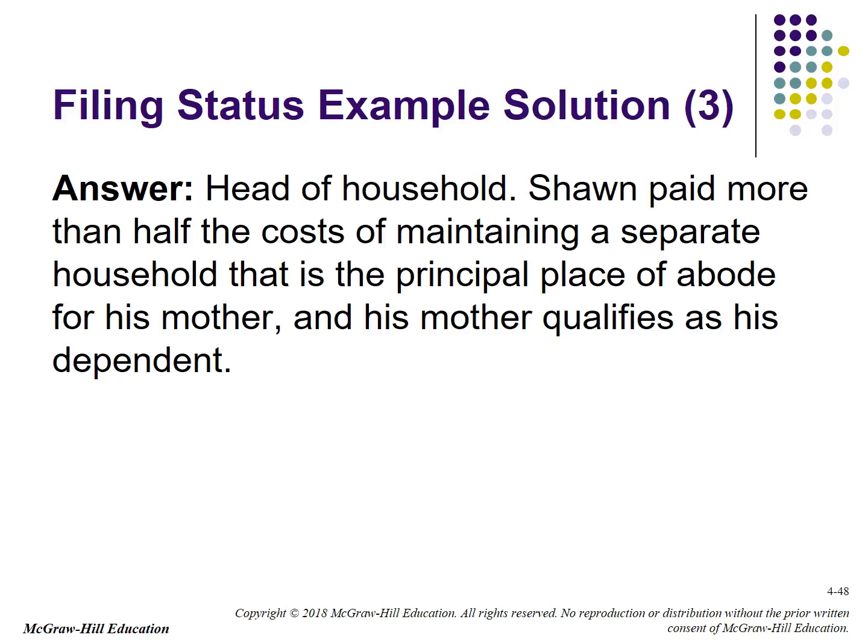Sean paid more than half the cost of maintaining a separate household that is the principal place of abode for his mother. And the only reason this happens for Sean is because it's a parent. So if this was his mother or father, they're a qualifying relative. He pays more than half the cost of their home. There you go.